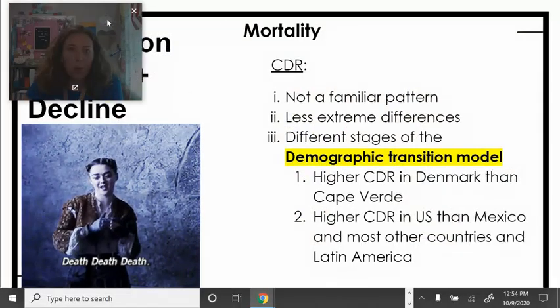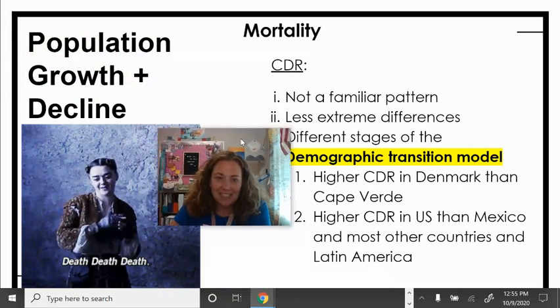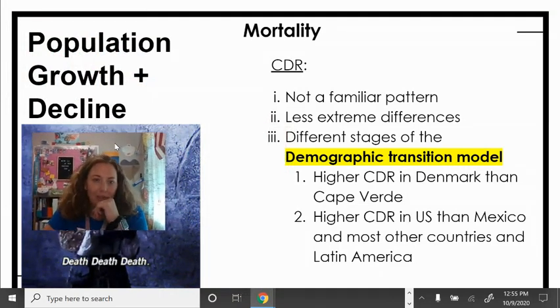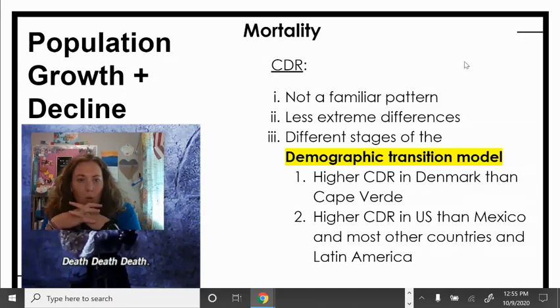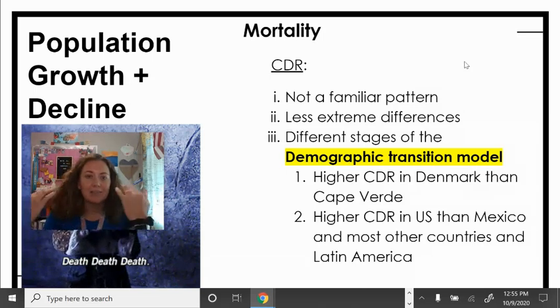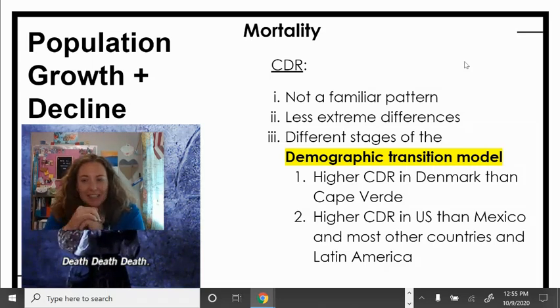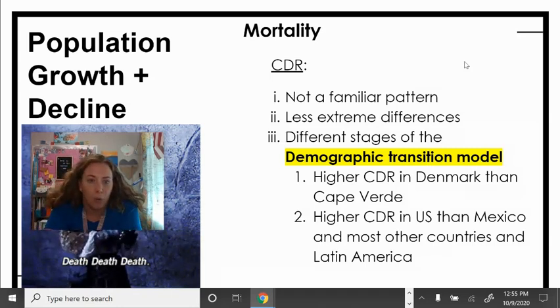All right, so mortality. Perfect for spooky season. If you're a Game of Thrones fan, you'll appreciate our GIF. Death, death, death. Okay, mortality. This is basically what is the expected death rate in this area. And what they have to figure in is, are people more or less likely to die before or after they may have had children? So this is hugely important in what we talk about in the demographic transition model.